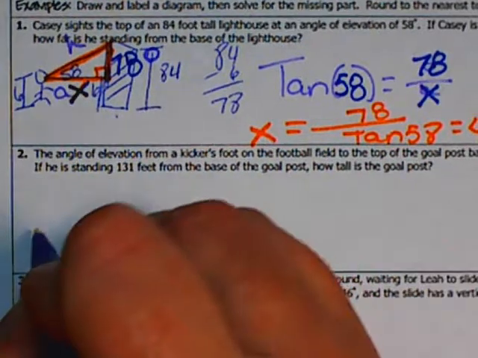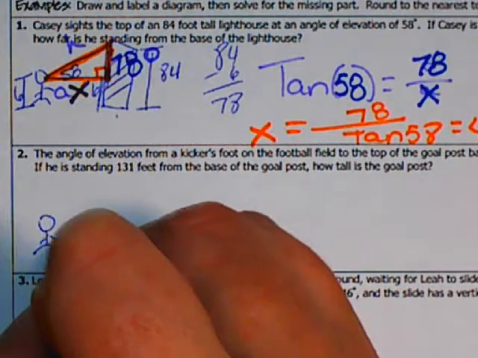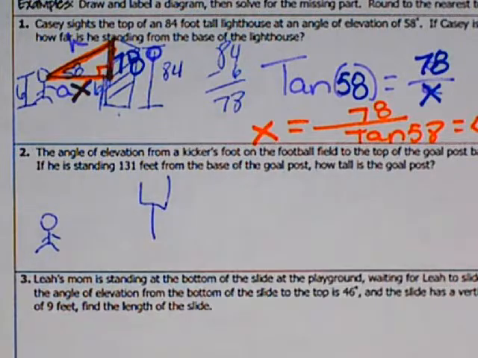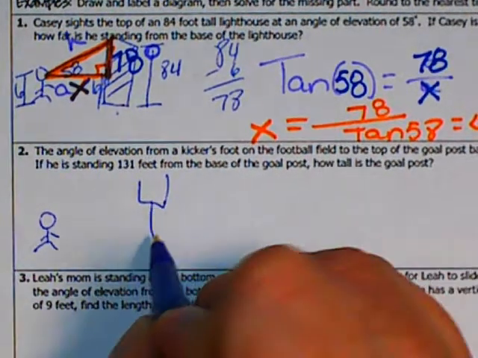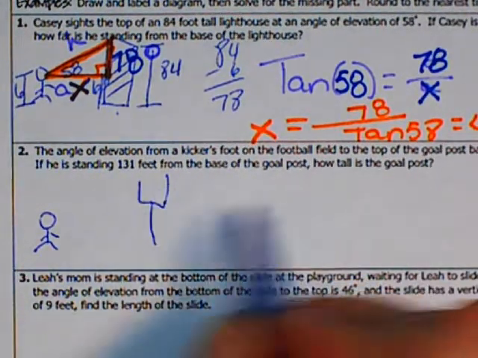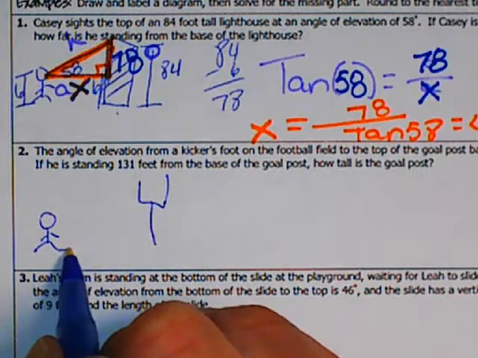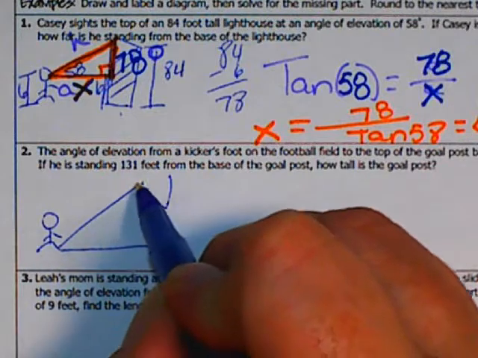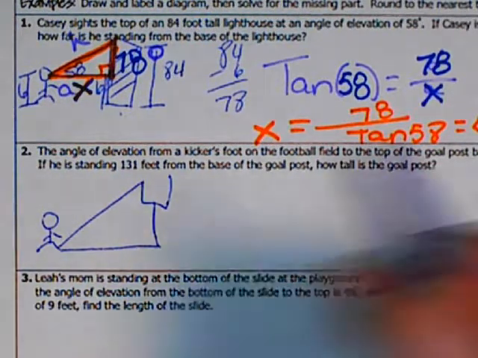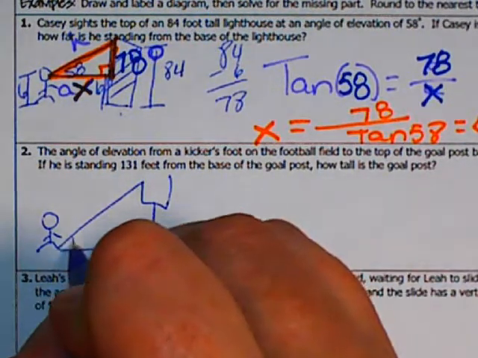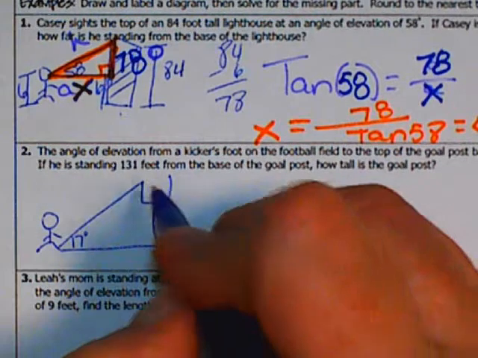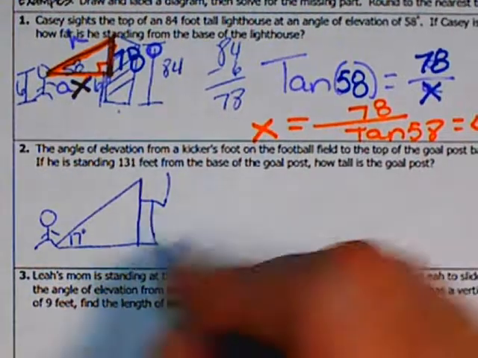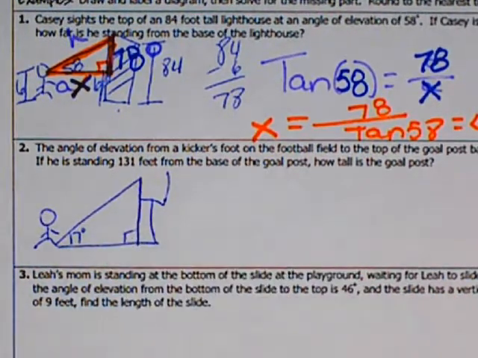We have our kicker. Do we have our goalpost? Yeah. Angle of elevation from his foot to the goalpost. So you start with your horizontal line, and then we're going to go to the top of the goalpost. That is a 17-degree angle. I'm going to draw the line down here. You could draw it here if you wanted. Doesn't matter.